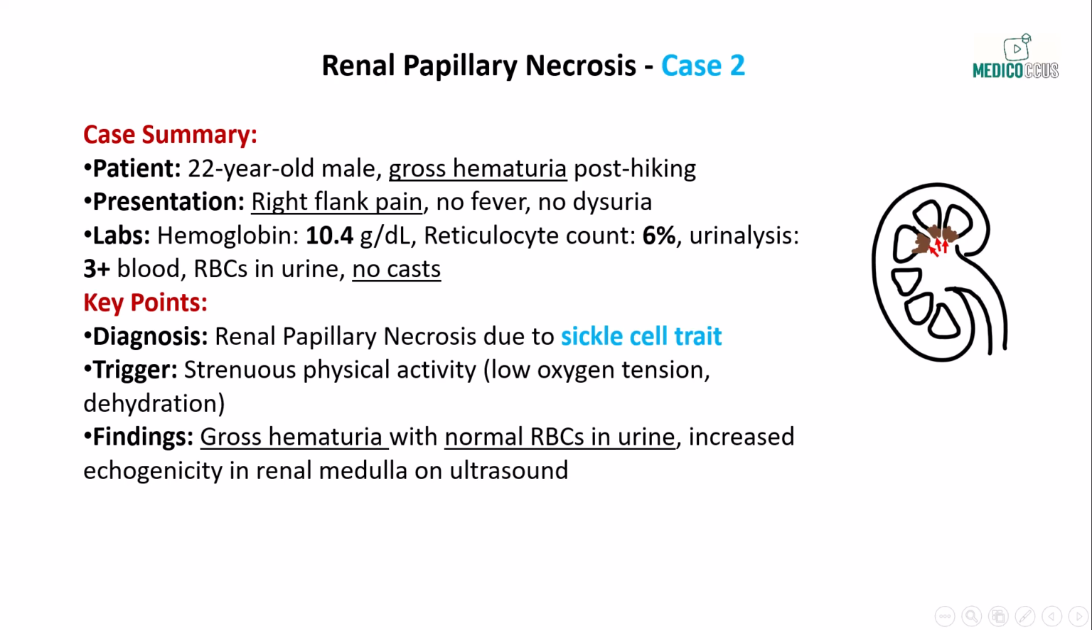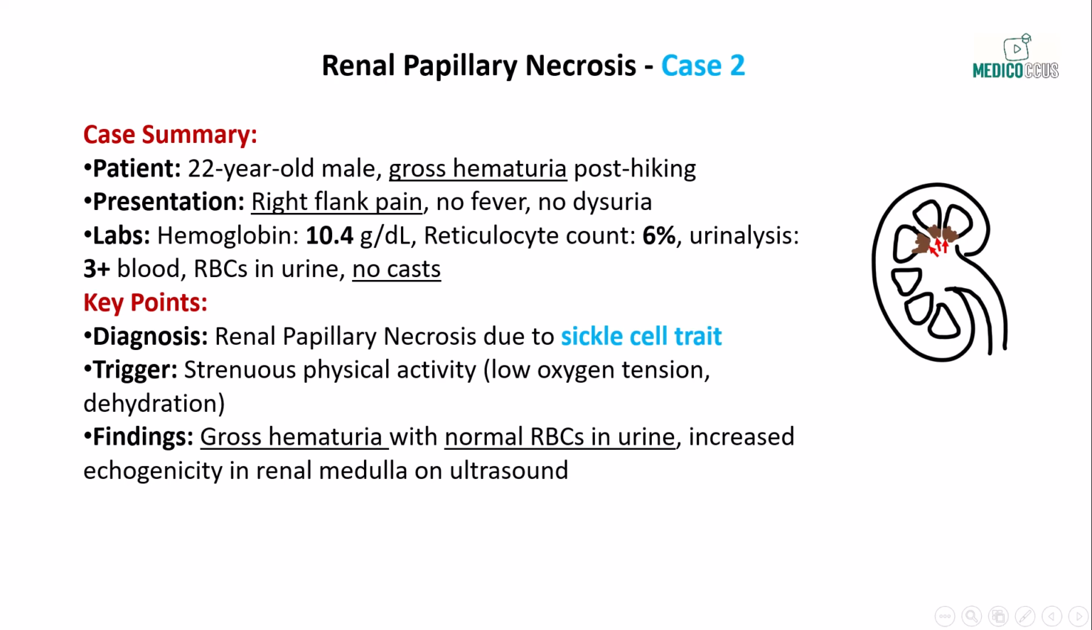A 22-year-old man presents to the emergency department after experiencing gross hematuria and right flank pain that spontaneously resolved. He had been hiking in the mountains in summer heat but has no dysuria, urgency, fever, or frequency. His laboratory findings reveal his hemoglobin is 10.4, which is slightly low, and his reticulocyte count is 6%, indicating an elevated level. Urinalysis shows 3+ blood with 20 to 30 red blood cells per high power field, but no casts or white blood cells.